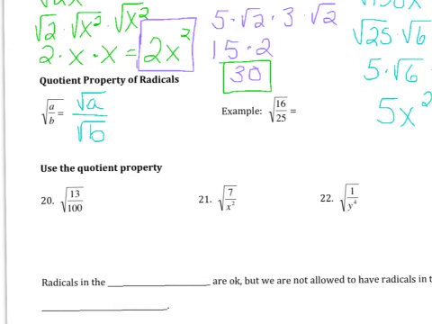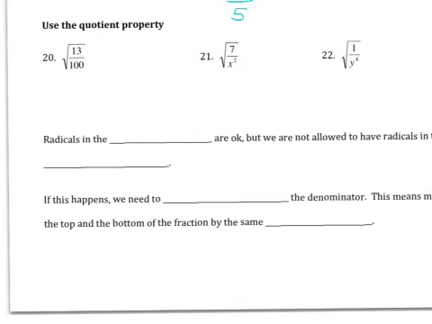So now we're going to use that quotient property to help us simplify the following problems. If we have the square root of 13 over 100, again, we're going to break that up as the square root of 13 over the square root of 100. We can't take the square root of 13, so we're just going to leave it as the square root of 13. But we can take the square root of 100. It's 10. So our final answer is the square root of 13 over 10. And remember, we are allowed to have a radical in the numerator, but we are not allowed to have a radical in the denominator. We don't have a radical in the denominator anymore, so we're good to go.